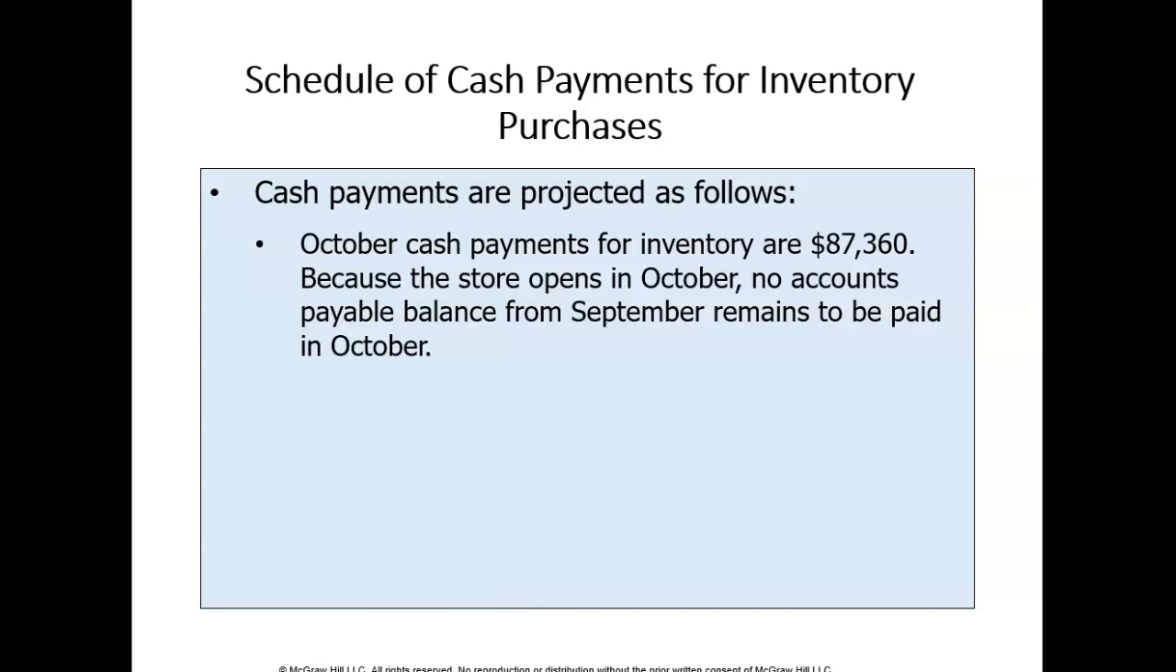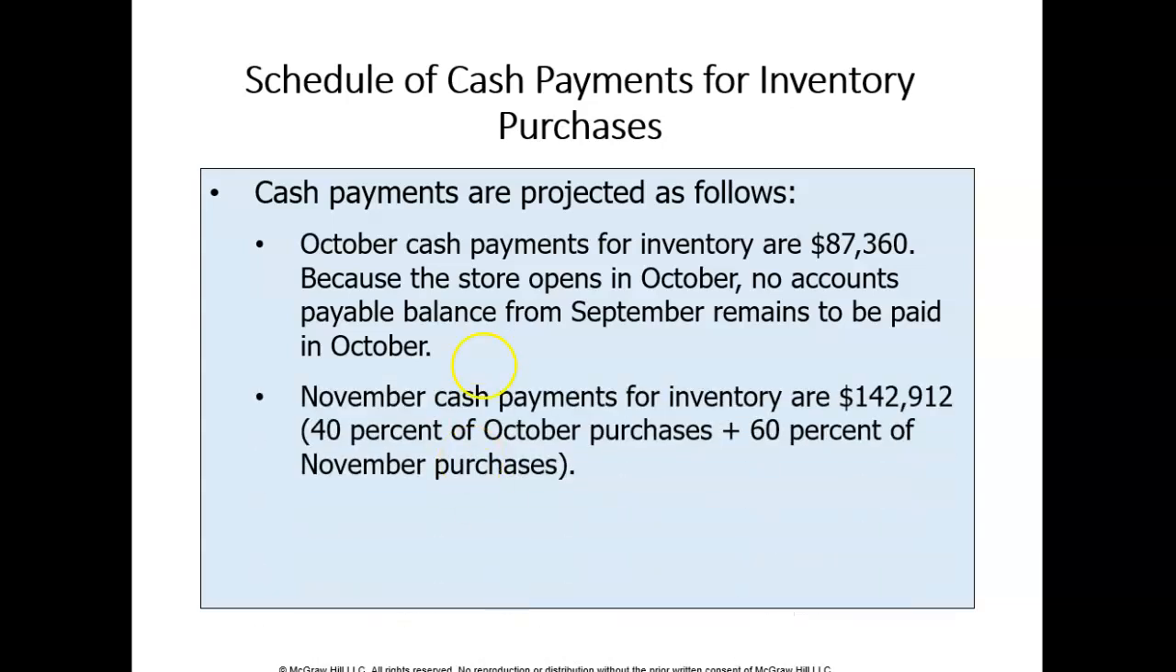Okay? Now we know the amount of inventory that we're going to need each month. Now we're looking at our cash payments. So remember that our cash payment policy was we're going to pay 60% of our purchases in the current month and then 40% in the upcoming month.